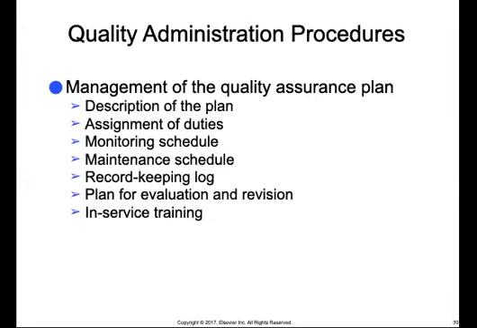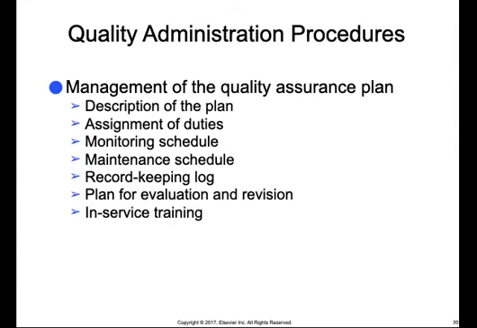Quality administration refers to the management of the quality assurance plan in the dental office. Although many of the technical aspects of the quality assurance plan may be delegated to the dental radiographer, it's the dentist who is ultimately responsible for the overall quality assurance. The basic elements of a quality administration program include description of the plan, assignments of duties, monitoring schedule, maintenance schedule, record keeping log, plan for evaluation and revision, and in-service training.